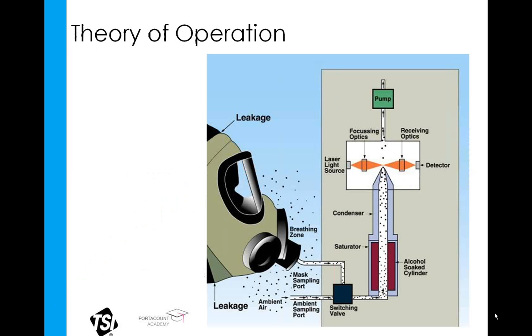Now here's the same diagram with more detail as to what is happening during a PortaCount fit test. It's the same four steps that we saw just previously. We pull the air in to be sampled through the PortaCount, mix that sample with alcohol vapors, condense the alcohol vapors onto the particles so those particles grow in size, and then pass those particles through a laser to count them.